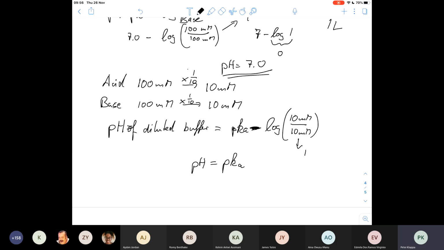So you can dilute a buffer and the pH will still stay the same. The overall capacity of the buffer changes, but the pH will still stay the same. So now you know how you calculate a pH, how you calculate a buffer, and how this buffer keeps the pH relatively constant. So now you know everything about buffers.